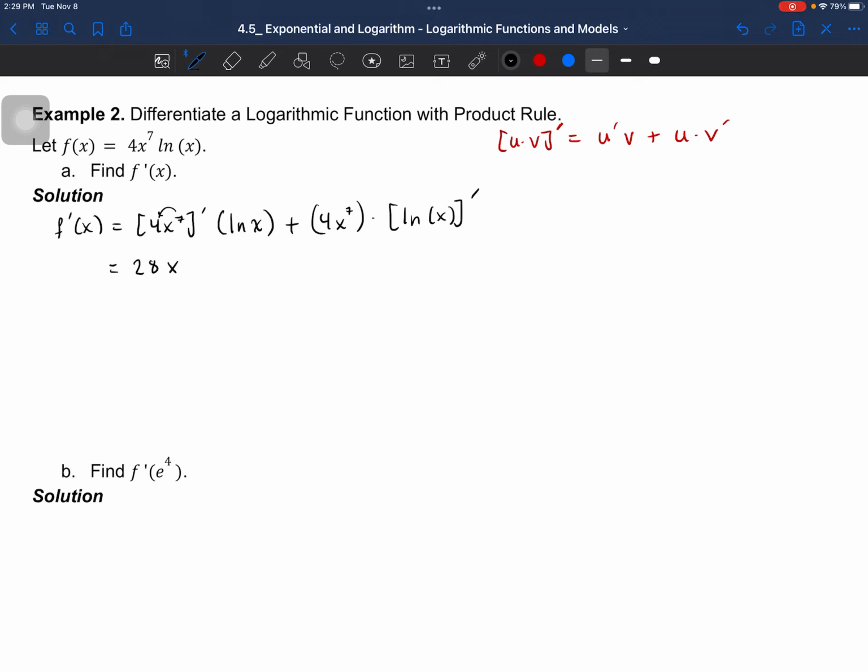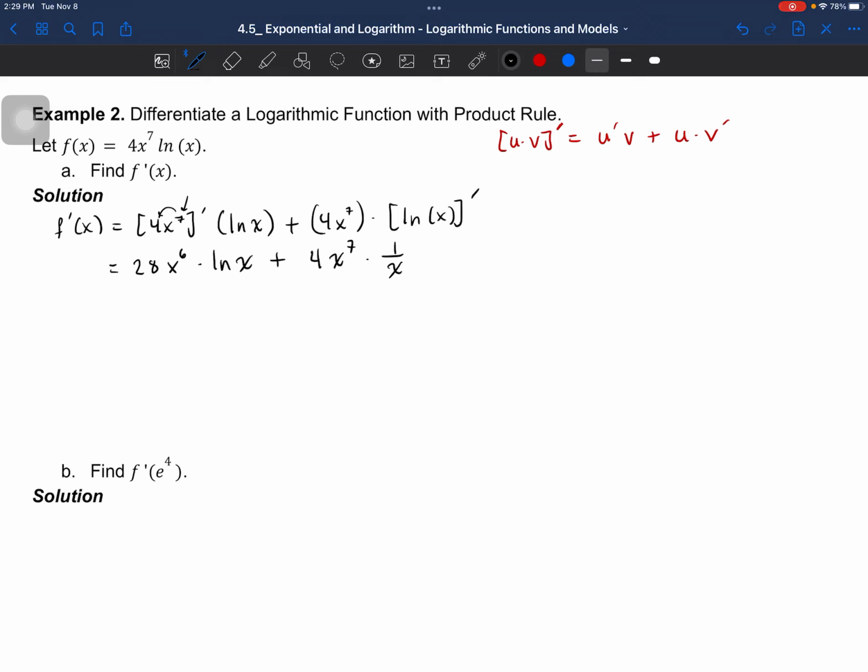All we've got to do is just focus on the little pieces. All we've got to do is take the derivative of those two. For the first one, we're going to use the power rule. So the derivative of this is bring down the 7, multiply by 4. That's 4 times 7 is 28. Leave the x as it is, and then subtract 1 from the 7. So that's going to be 6. And then multiply by the natural log of x. That one's just carried over.